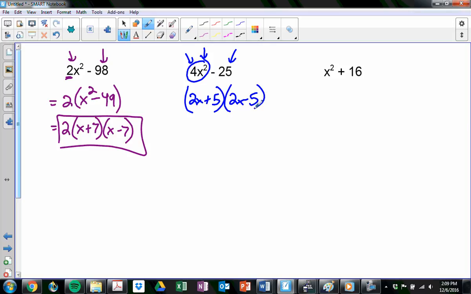(2x plus 5, 2x minus 5). Again, I could check: 4x squared plus 10x minus 10x minus 25. So it checks. This is my factoring.